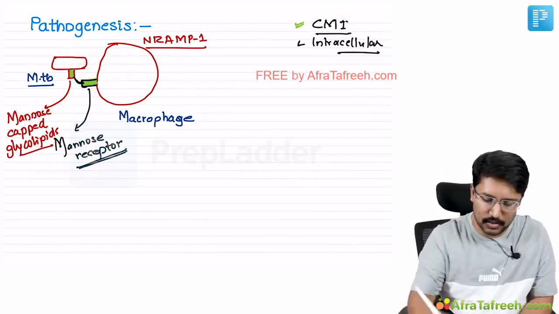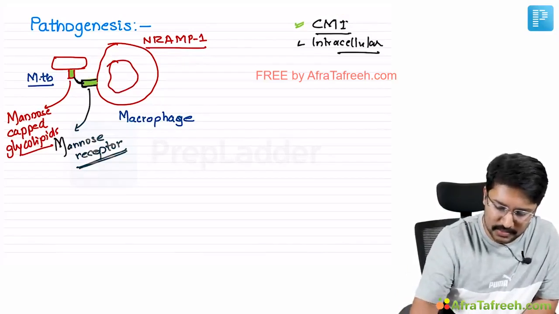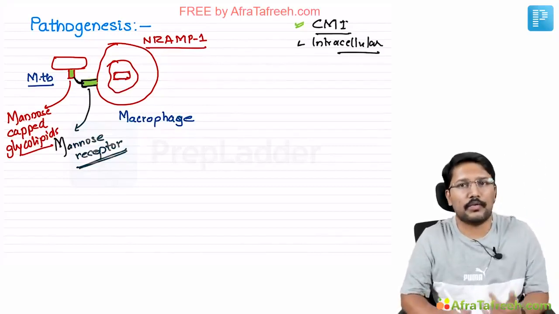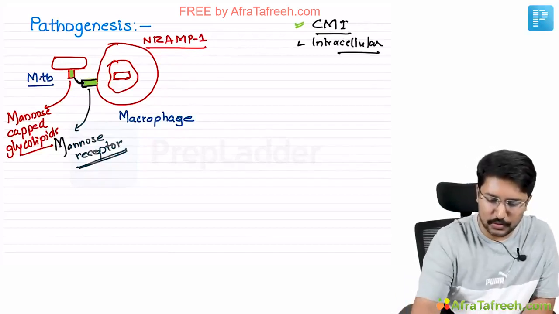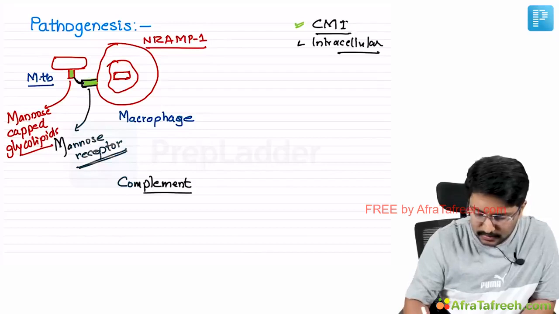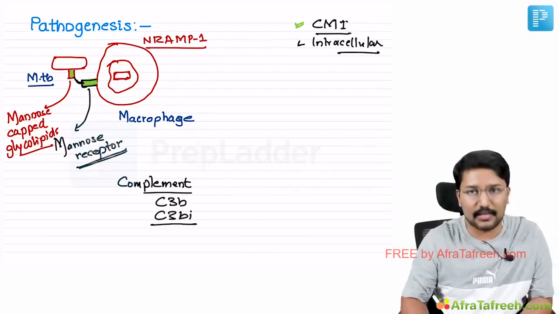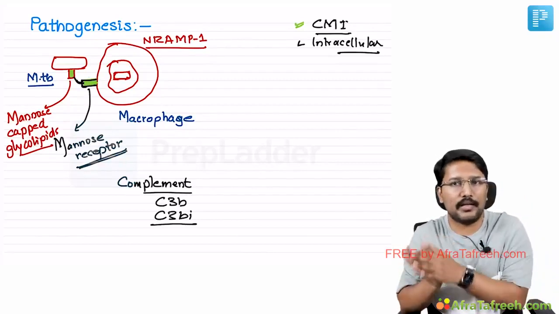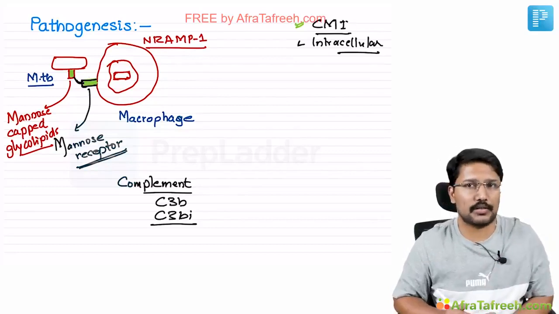So now let us talk about the bacilli which has made its entry into the macrophage. This entry is done through what we call phagocytosis, right? Now with this phagocytosis, we have to also remember that complement factors C3b and C3bi actually facilitate this phagocytosis. So our complement system facilitates phagocytosis. NRAMP1 tries to obstruct phagocytosis, right?